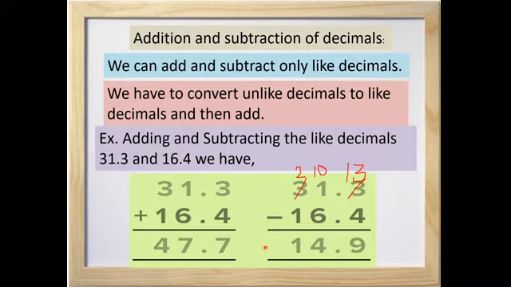And then now let us subtract. So 13 minus 4 is equal to 9. We have to bring the decimal point just below it and then put the point here, and then 10 minus 6 is equal to 4. Then 2 minus 1 is equal to 1. So the difference of 31.3 and 16.4 is 14.9. Is it clear, children?